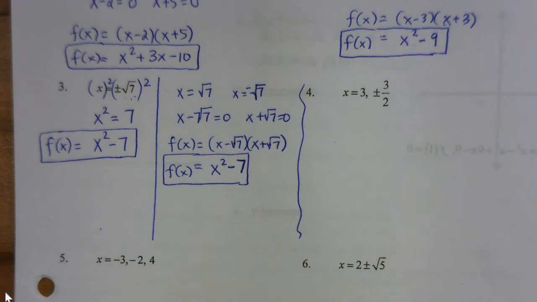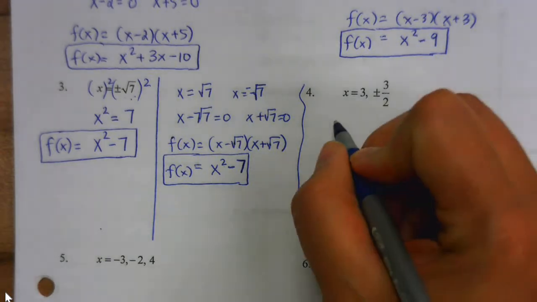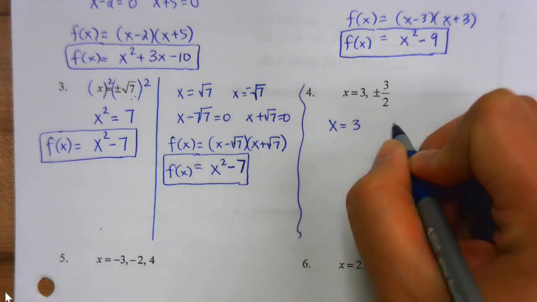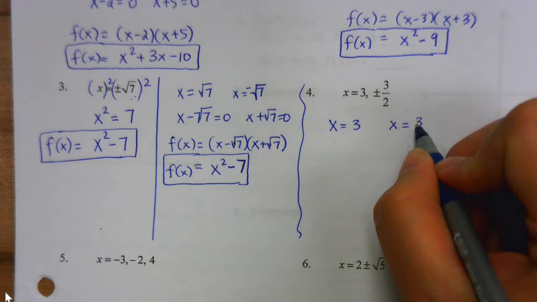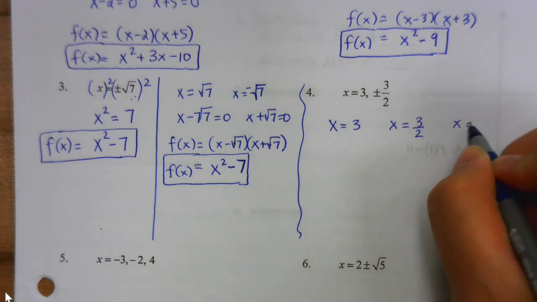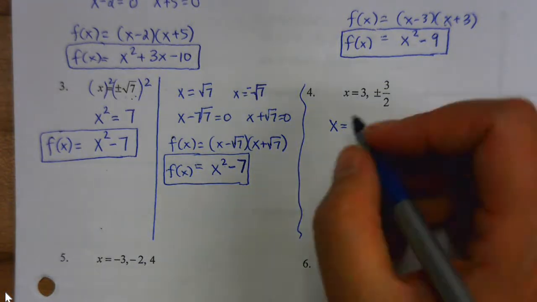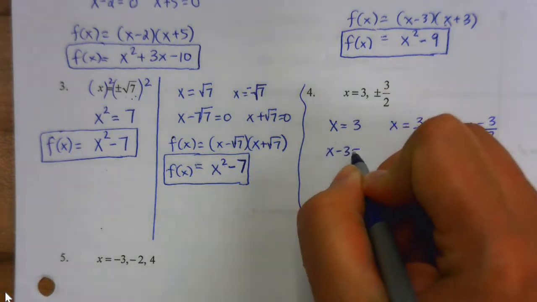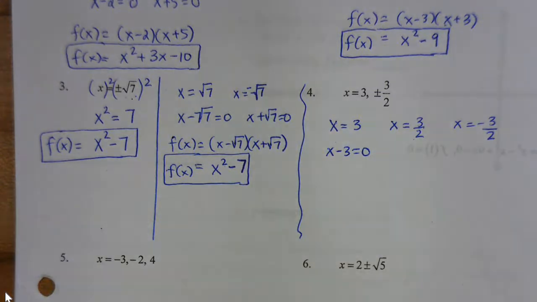On number 4 here, we have x is equal to 3. We have x is equal to a positive 3/2, and x is equal to a negative 3/2. And we need to get each of these to 0. So I have x minus 3 equals 0. It's 2 steps to getting this one so that we have our 0.